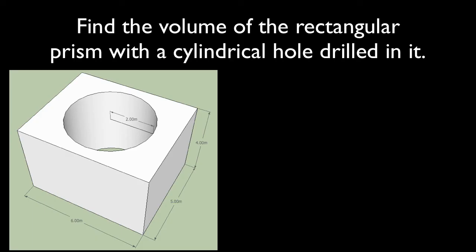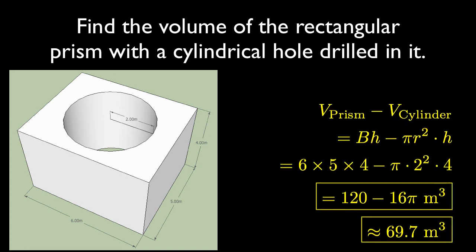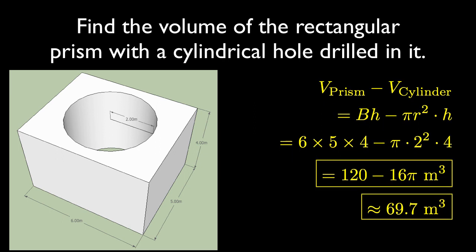This shape should look familiar to you. We want to find now the volume of a rectangular prism with a cylindrical hole drilled into it. Now when dealing with volume, we can just take original volume and subtract out that hole that we're drilling in. So the volume of the prism minus the volume of the cylinder is the area of the base of the prism times height minus pi r squared times h. And so that simplifies to 6 times 5 times 4 minus pi times 2 squared times 4. And so an exact answer would be 120 minus 16 pi, approximately 69.7 cubic meters.